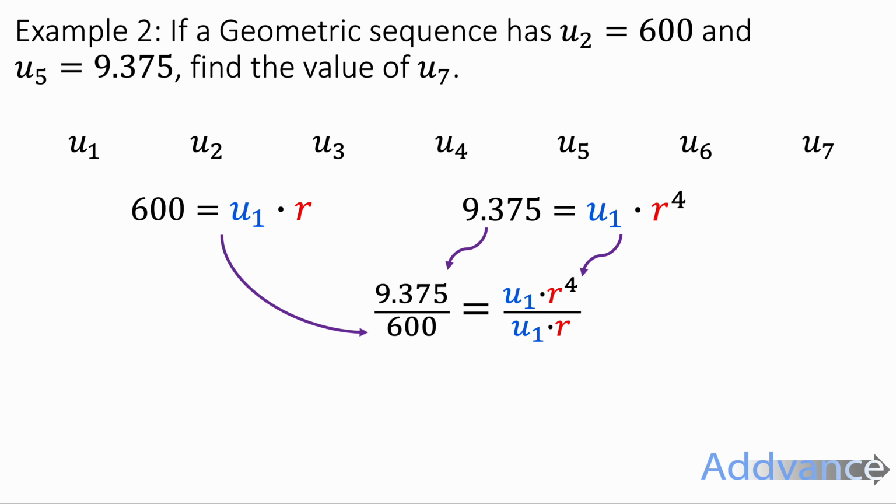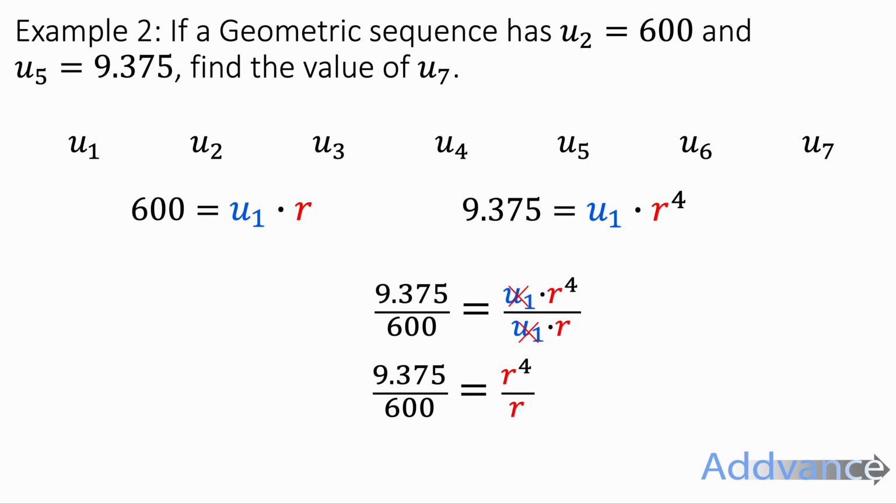Do you see what I've done? The fraction on the right goes on the top of the fraction, and the one on the left goes on the bottom of the fraction. I'm allowed to do this, and this is a really helpful algebraic step. I can now simplify this. The u1 and the u1 cancel out, and I get 9.375 over 600 equals r to the power 4 over r. r to the power 4 over r is just r to the power 3.